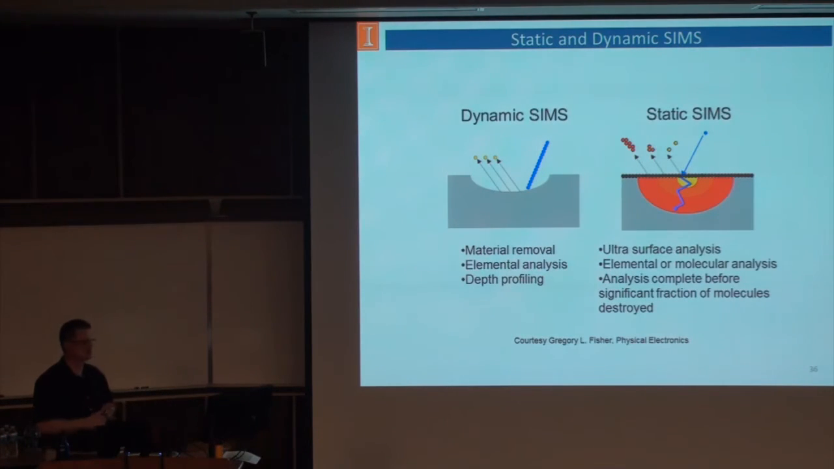So what we've been talking about mostly right now is dynamic SIMS, where you have a primary beam coming in, you're removing a lot of material, you're looking at elementals, you're doing depth profiles. With our TRIF3, we can actually also do static SIMS. And so this gives us ultra-surface analysis of elemental or molecular species. And the key here is that we have the analysis complete before a significant fraction of the molecules are destroyed.